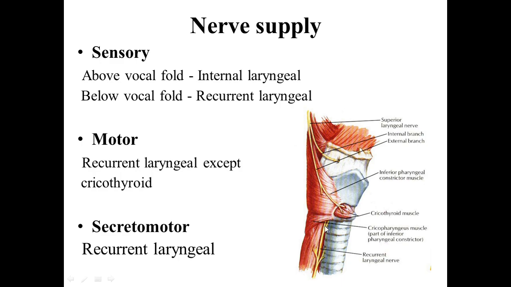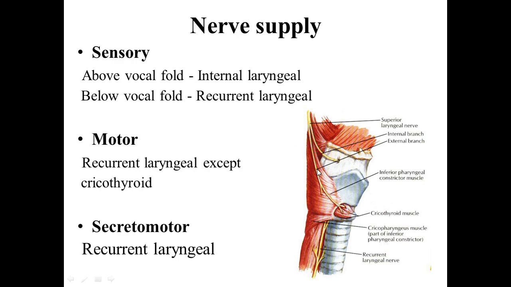Recurrent laryngeal nerve is a branch of vagus nerve. Then motor supply, that means the intrinsic muscles of the larynx are supplied by recurrent laryngeal nerve except one muscle, that is the cricothyroid muscle. And this cricothyroid muscle is supplied by external laryngeal nerve. This is the external laryngeal nerve, which is a branch of superior laryngeal nerve. So, superior laryngeal nerve divides into external laryngeal nerve and internal laryngeal nerve.